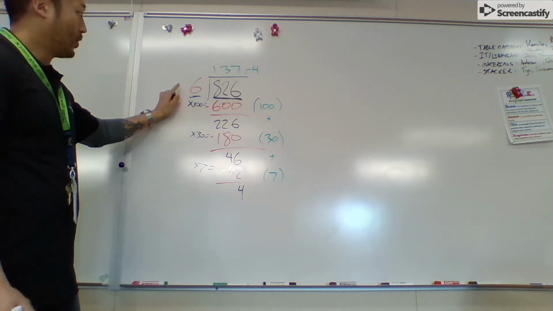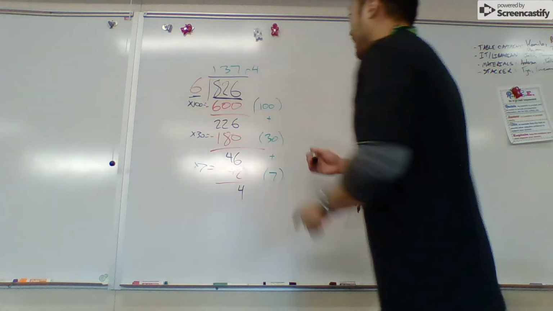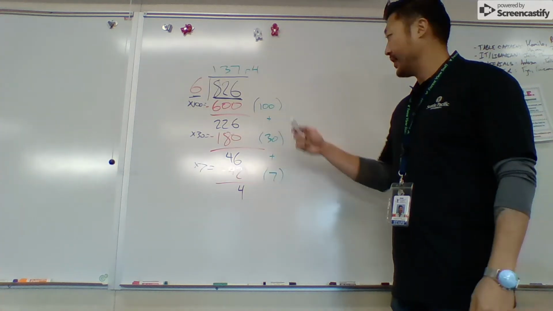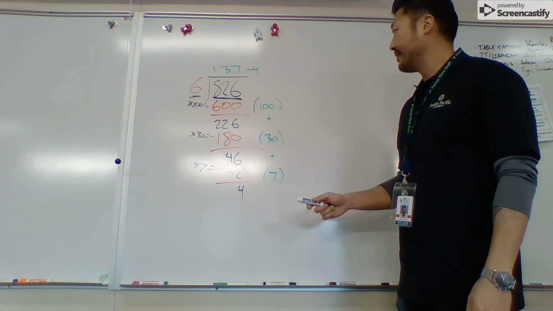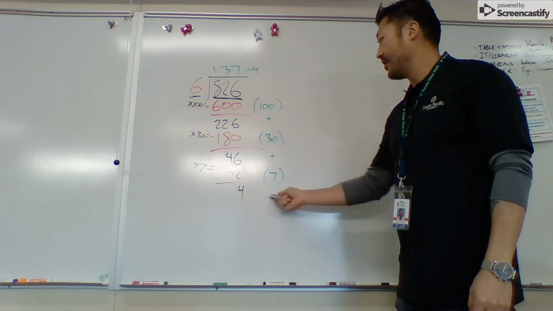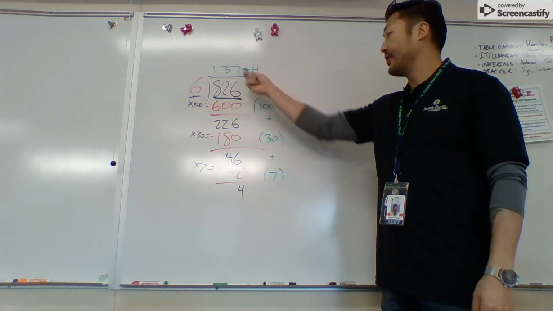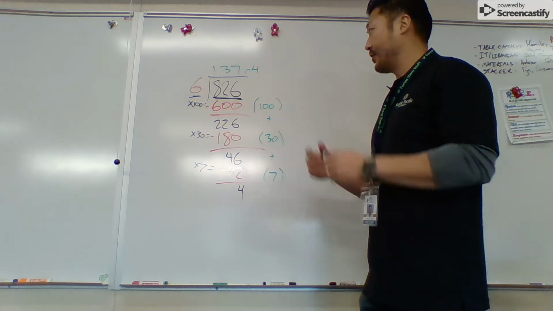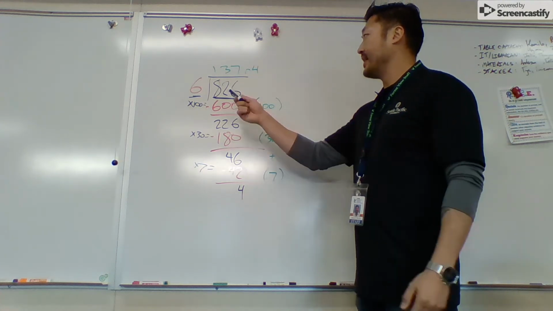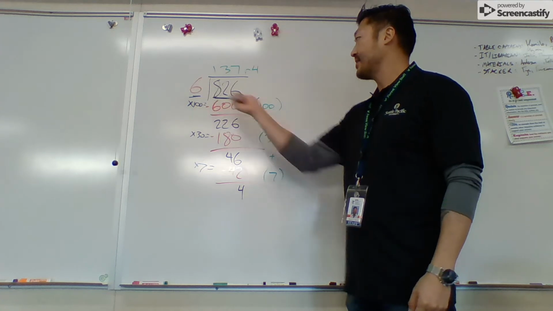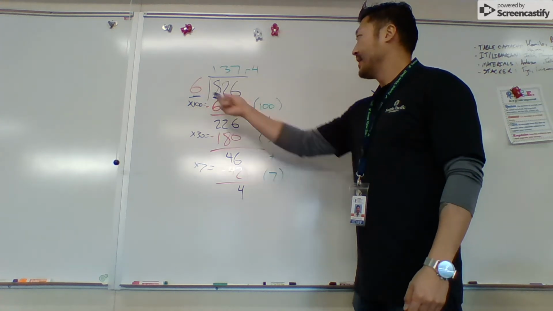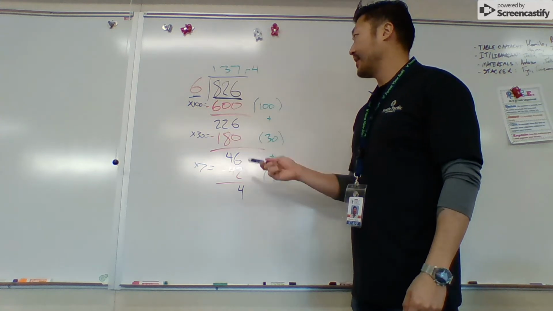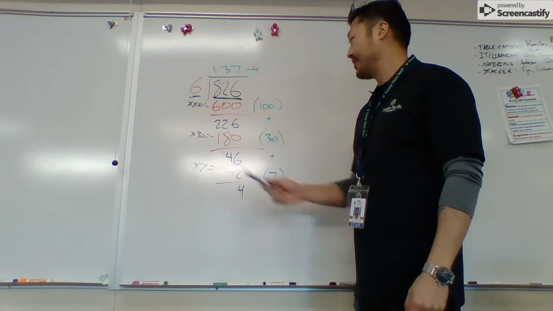All right. So once again, off to the side, I do have written in green 100, 30, and 7. If you add these all together, it comes up with 137 with a remainder of 4. So if we were to look at this after all that, step by step, the student has recognized 6 times 100 is 600, 6 times 30 is 180, 6 times 7 is 42.